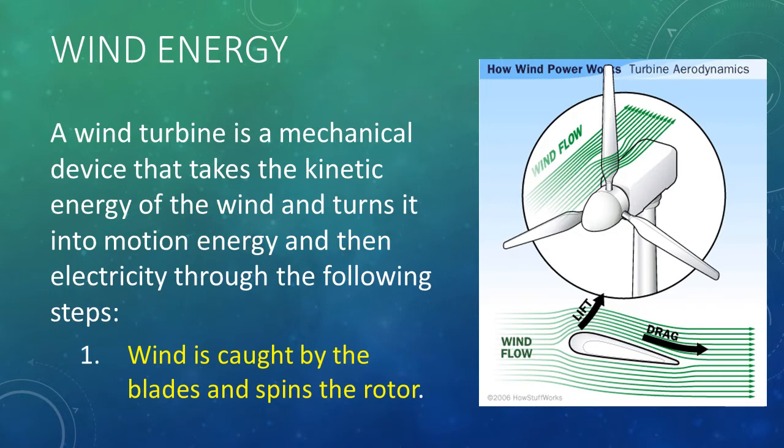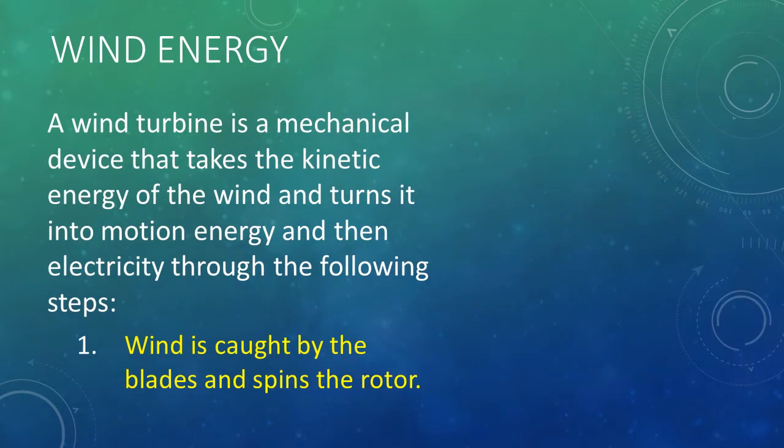So back to this. How do we turn wind into electricity? Well, step one, wind is caught by the blades and spins the rotor. Okay, again, wind is caught by the blades and spins the rotor.